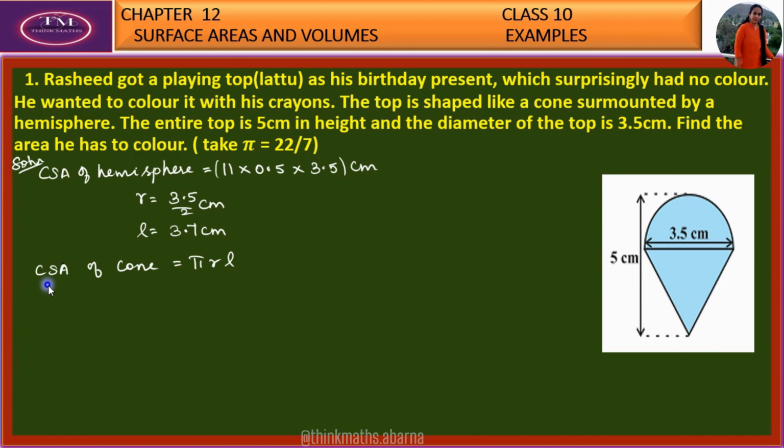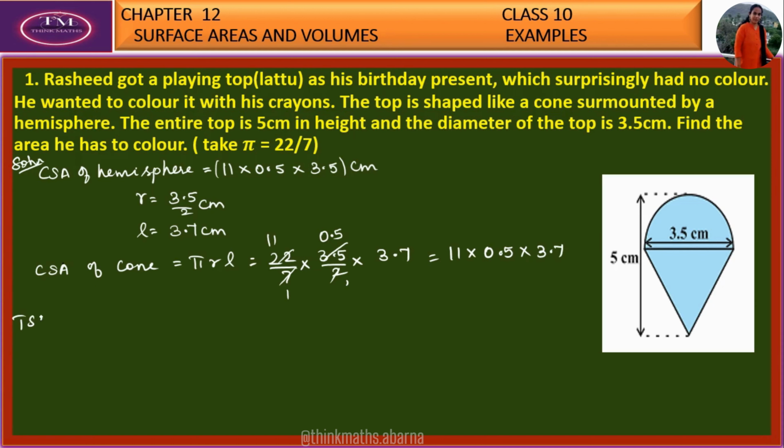Now we have to find out the curved surface area of cone, whose formula is pi r L. So pi value is 22 by 7, r is 3.5 by 2 and L is 3.7. So let us simplify this. 1 2 is 2 and 11 2s are 22. This is 1 2 is 2, 1 7 is 7. So 3.5 is 5 sevens are 35 but we have 3.5. So it is 0.5 now. So we have 11 into 0.5 into 3.7.